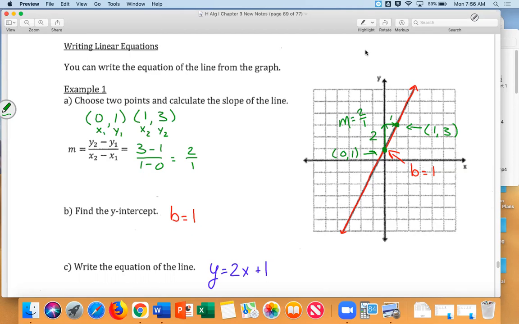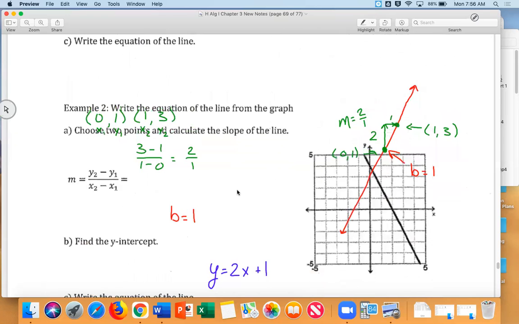Okay. Harshan, are you okay with that? So if you're given a graph, I want you to do it this way. See how I did that? I counted my rise over my run, and I found my y-intercept. If I give you 2 points, well, you're going to have to go through and find your slope, and then we'll talk about how to find the y-intercept from there.